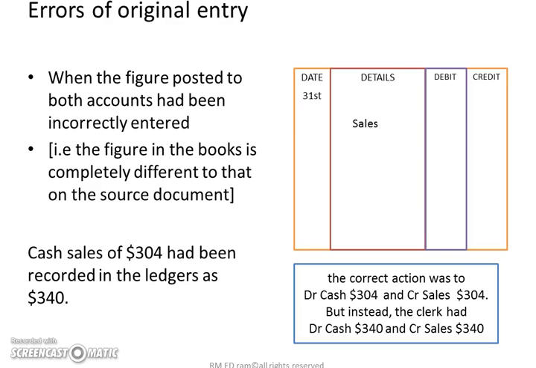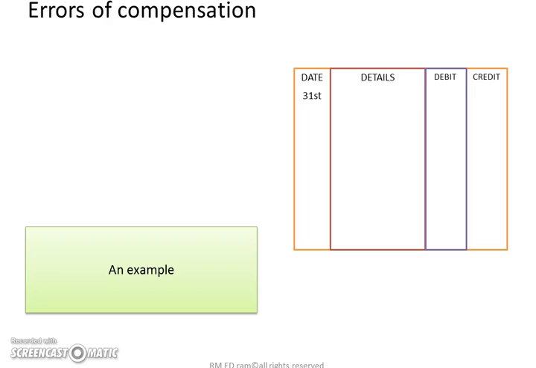You want to take away the mistake. So if the mistake is too high, we got to flip them around so we can take away. So we're going to debit the sales and credit the cash and take away the difference, right? So the difference was 36, and there we go. We've adjusted both things.